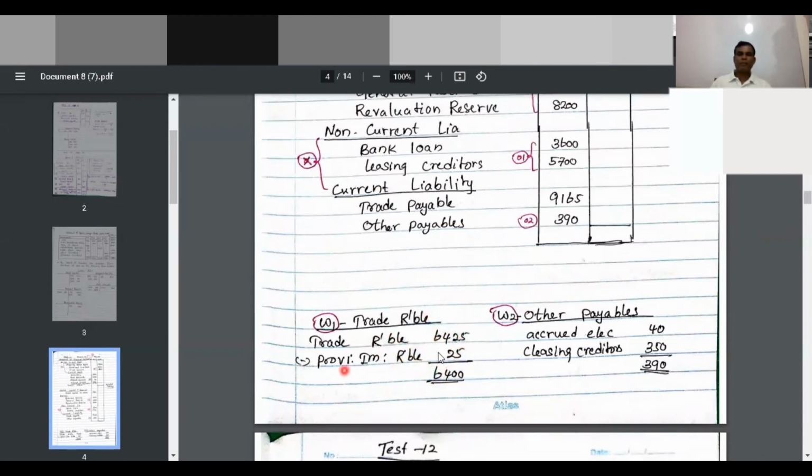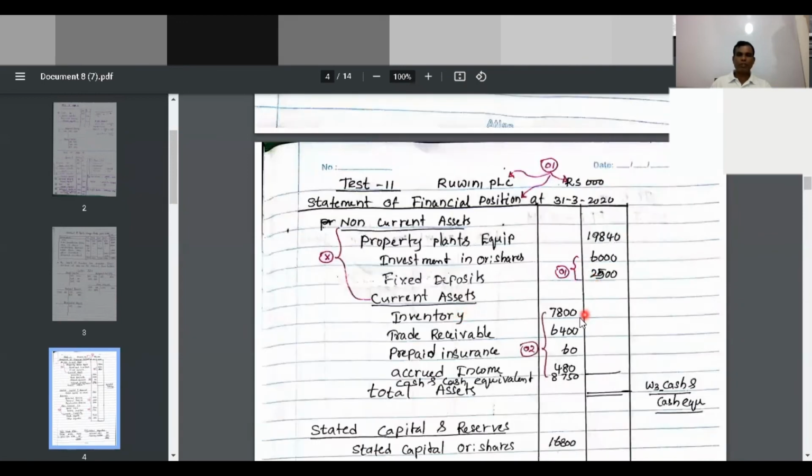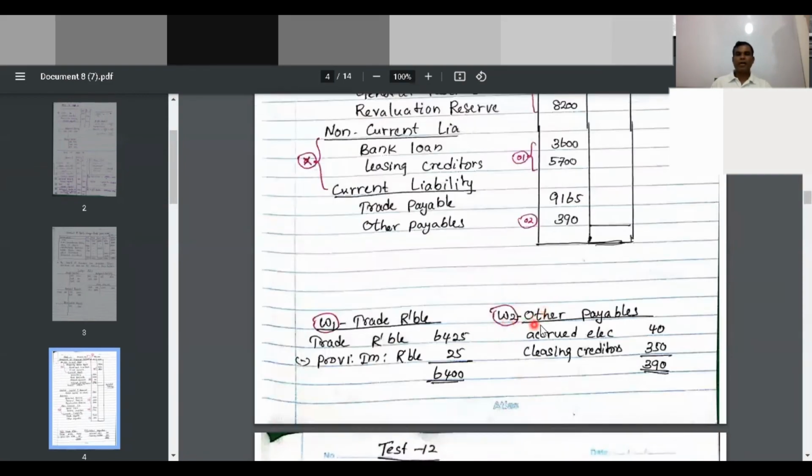Look at that. Trade payables, provision in payment, trade receivable. Trade receivable 6425, out of that provision for impairment loss on receivable subtracted. Then you are getting 6400. 6400 is the value that should be recorded here. And then you see other payables: accrued electricity 40, leasing creditors current portion 350. Then the total is 390. Here are the payables.